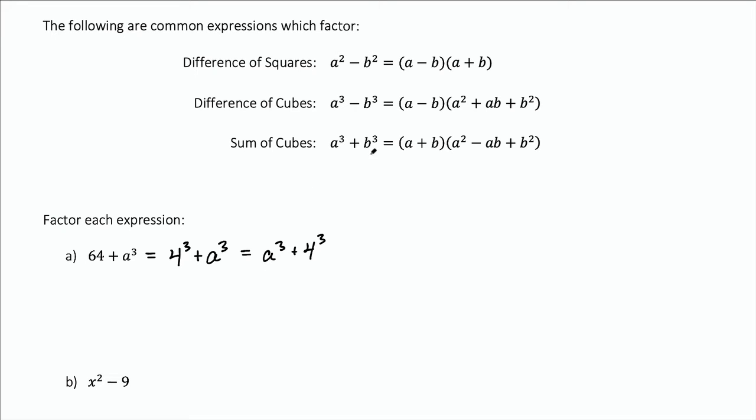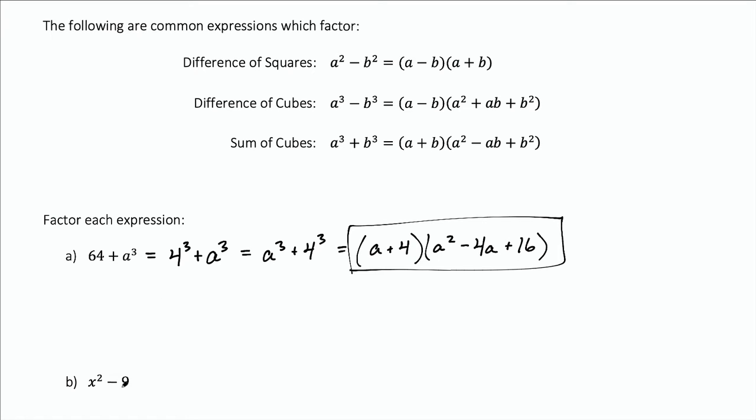And so, well, we've got a, and then b is 4. And so now we're just going to go ahead and plug that in. We've got a plus b, which is 4, and then a squared minus a times 4, 4a, and then plus 4 squared, which is 16. And that's it. That's our factored form. There's nothing we can do from there on, because we know that this quadratic in the sum and difference of cubes formulas will not factor anymore. So that's our factored form for this expression.